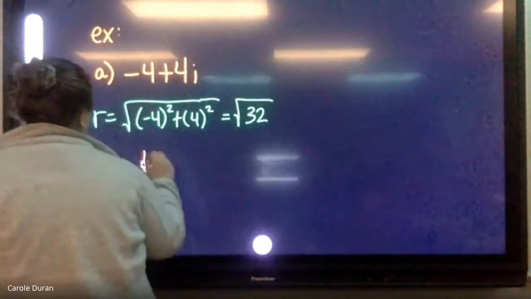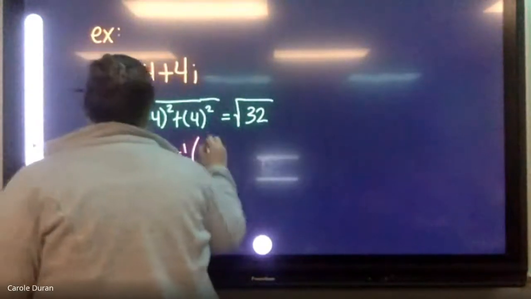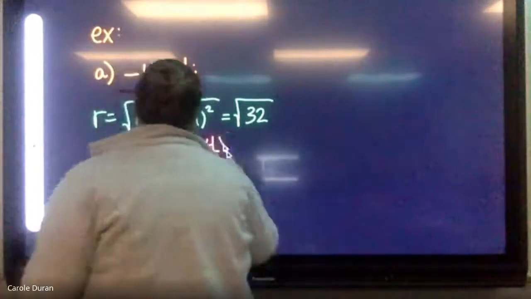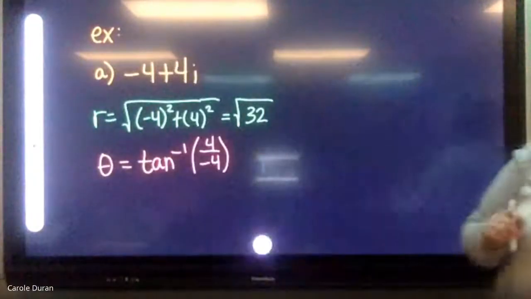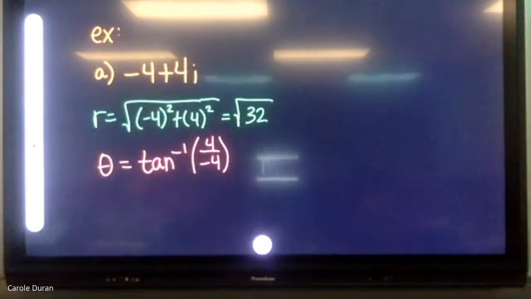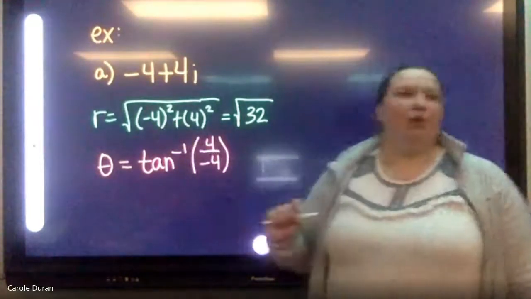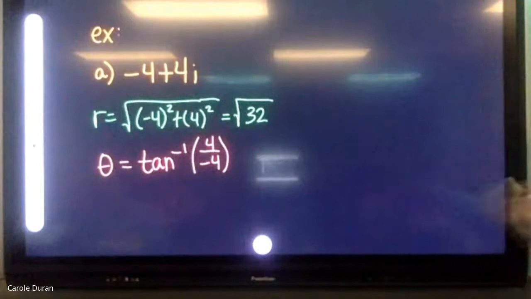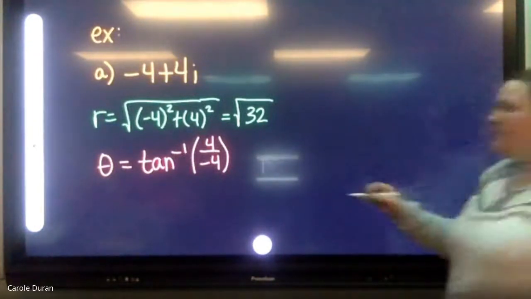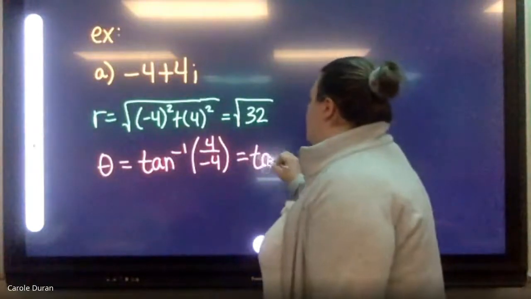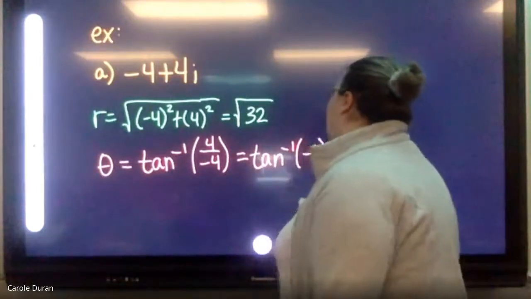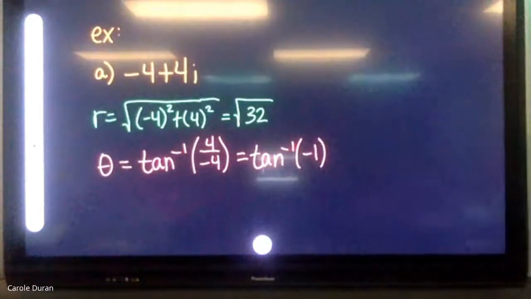Awesome. Let's find theta. I know my theta is equal to tangent inverse of b over a. My b value here is positive 4. My a value is negative 4. So I have tangent inverse of 4 over negative 4. I know the fraction 4 over negative 4 is not on my unit circle, but I can reduce that. And when I reduce that, it becomes tangent inverse of negative 1. And I know that value is on my unit circle.